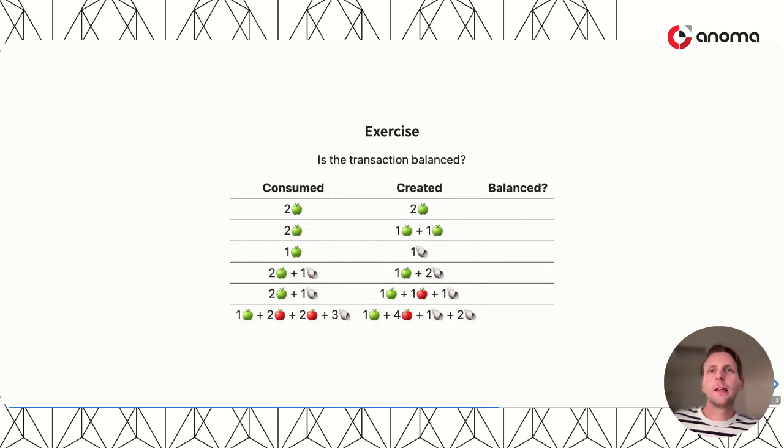Right. Let's do an exercise and see if we can tell which transaction is balanced and which is not. So every row in this table is a transaction in which some resources are consumed and others are created. And your job is to think if these are balanced or not. Give it a few seconds for you to think before I show the solution.